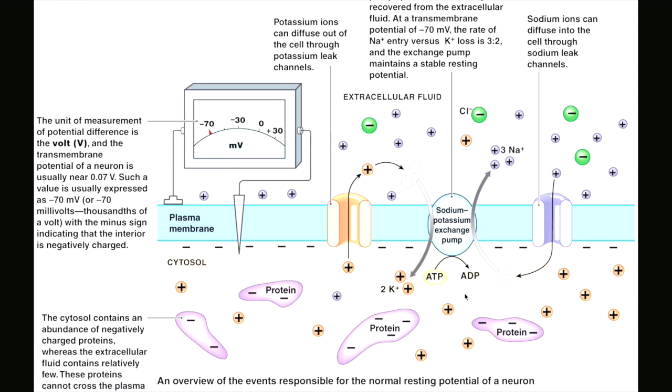And a real cell at rest is much more permeable to potassium than sodium. So the resting potential is close to potassium's equilibrium potential. Remember, the resting potential is about minus 70, while potassium's equilibrium potential was minus 90.